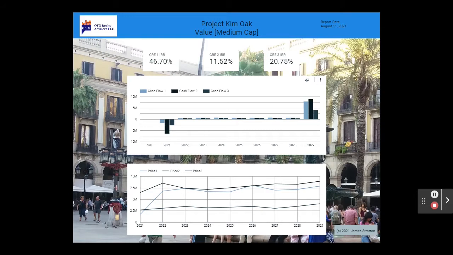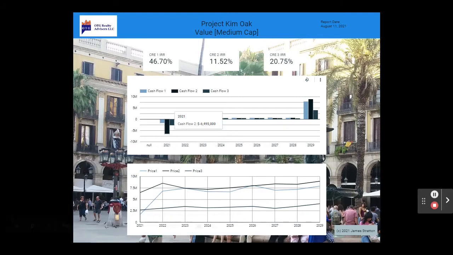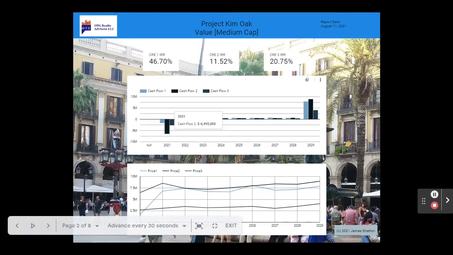Let's take a look at the first big chart, which is our cash flow chart, and it gives us our cash flow pattern for this particular portfolio. In this case, we see that we spent a little over $1.7 million on property number one in the year 2021, or this year, a little less than $6.5 million on property number two, and $2.7 million on property number three.